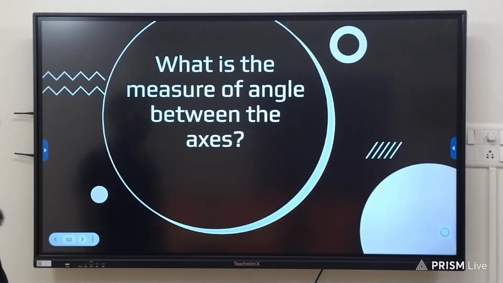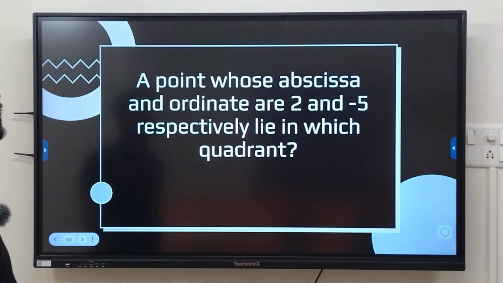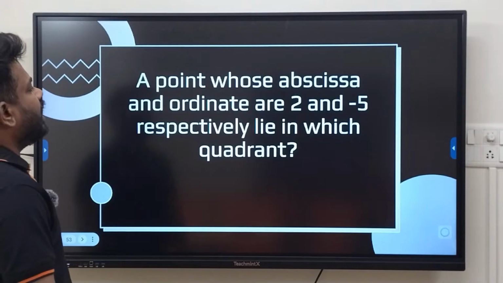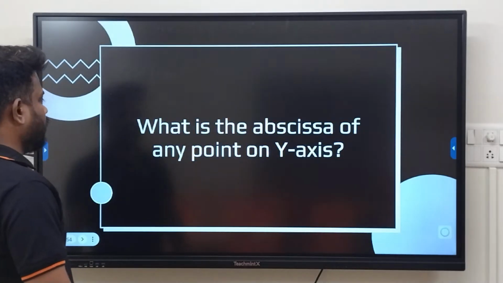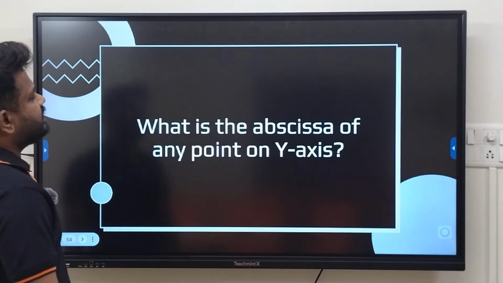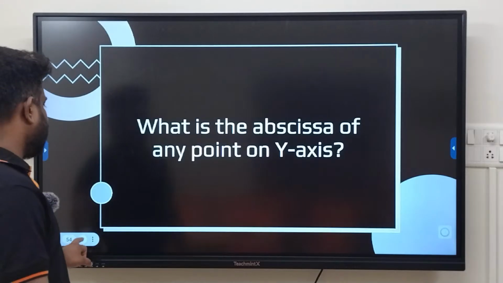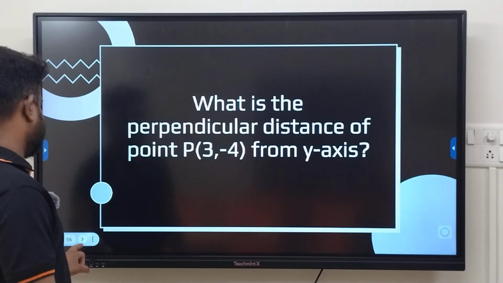What is the measure of the angle between the axes? Okay, next topic. A point whose abscissa and ordinate are 2 and -3 respectively lies in which quadrant? Tell me, what is the abscissa of any point on the y-axis? What is the distance of the point P from the x-axis?